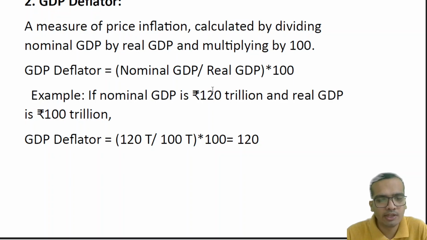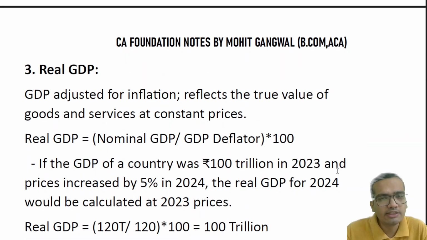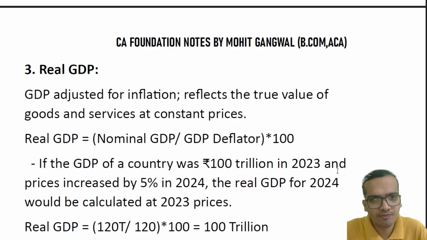You might be confused about what real GDP is. So we are computing it as above. Real GDP is GDP adjusted for inflation. It reflects the true value of goods and services at constant prices. So how do we calculate real GDP? It equals nominal GDP divided by GDP deflator into 100. So it's actually using the earlier formula. I will add one more formula to calculate it later.